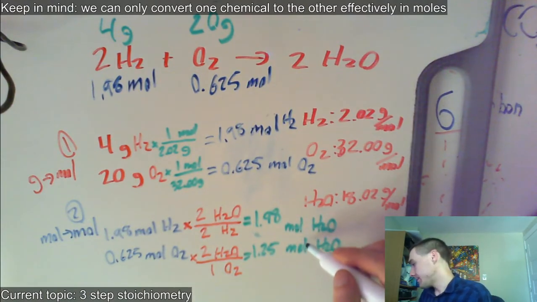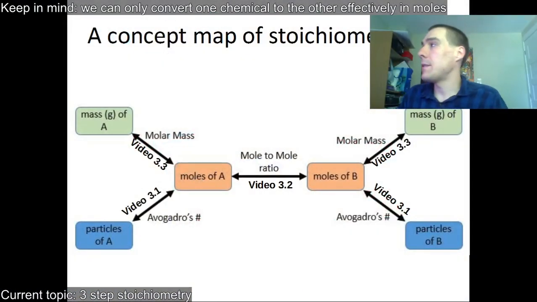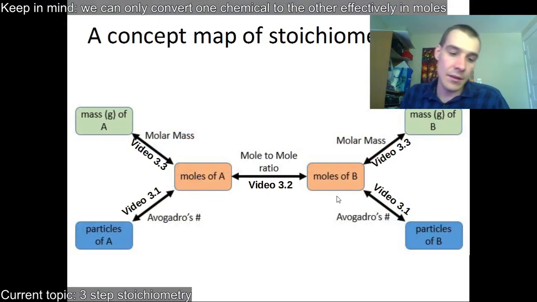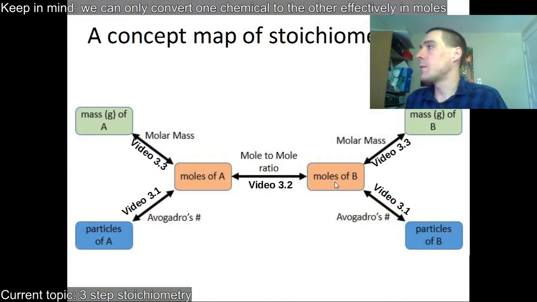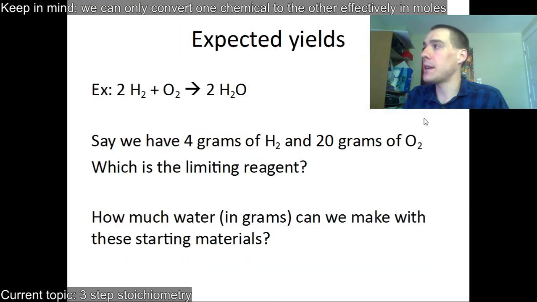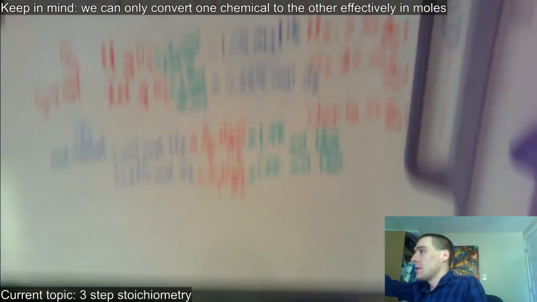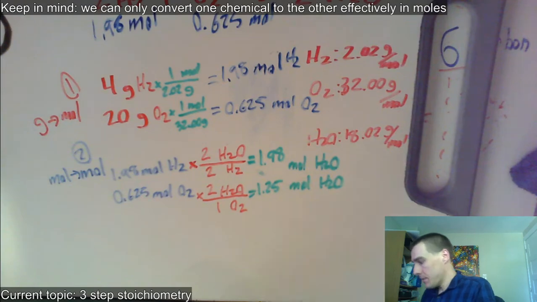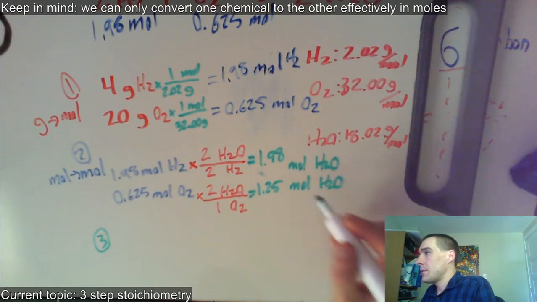So we've gone from grams to moles. We've done our first step. Now we finished step 2. We've gone from moles of A to moles of B. And the last step is going from moles of B to the mass of B. We won't forget the mass of water, which is what our question was actually asking us. How much water can we make with these starting materials? So let's finish it off. Step 3, going from moles of H2O to grams of H2O.